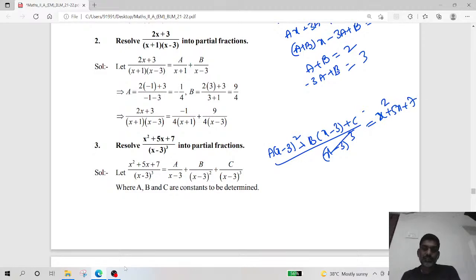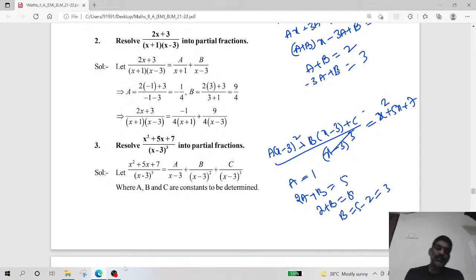The x square coefficient. What is the x square coefficient? It is only a. Here the x square coefficient is 1. Next, the x coefficient is 2a plus b, which is equal to 5. Already a is 1, so 2 plus b is equal to 5. Then b is equal to 5 minus 2, which is 3. Next, compare the constants so that you can get the c value.